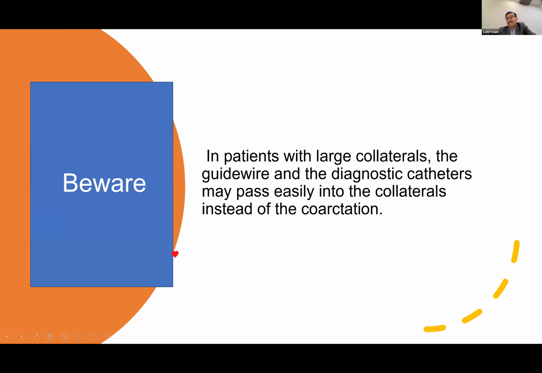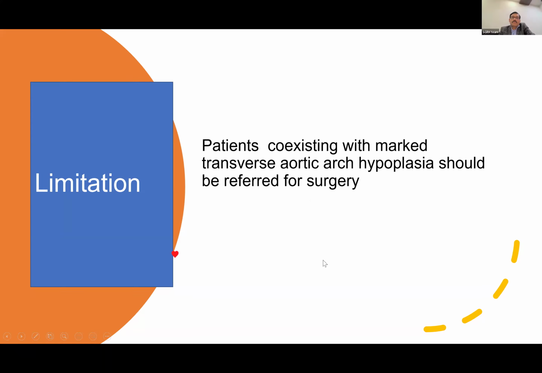Sometimes with large collaterals in newborns, the wires may pass through the collateral. So remember that part also. The newborns may have large collaterals, you may pass into collaterals. So be sure that you are in the right area before balloon dilatation. The limitation is marked arch hypoplasia. Transverse arch hypoplasia should be referred for surgery.